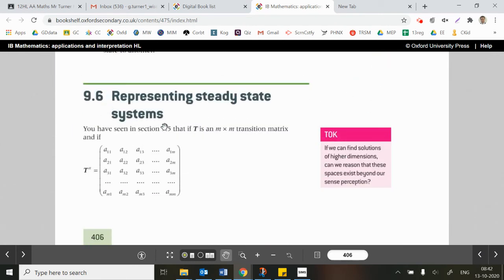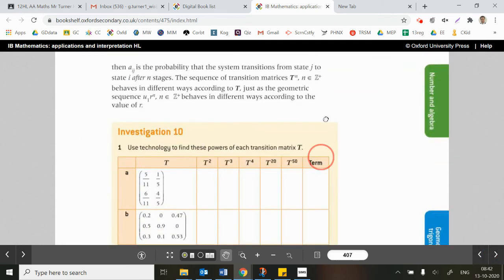It starts off with 9.6. It says represent steady state systems. We're talking about a matrix, a normal transition matrix, which is going to be a square matrix in our case. Now, there's nothing particularly interesting there. This is just saying that we can apply our transition matrix n times over.